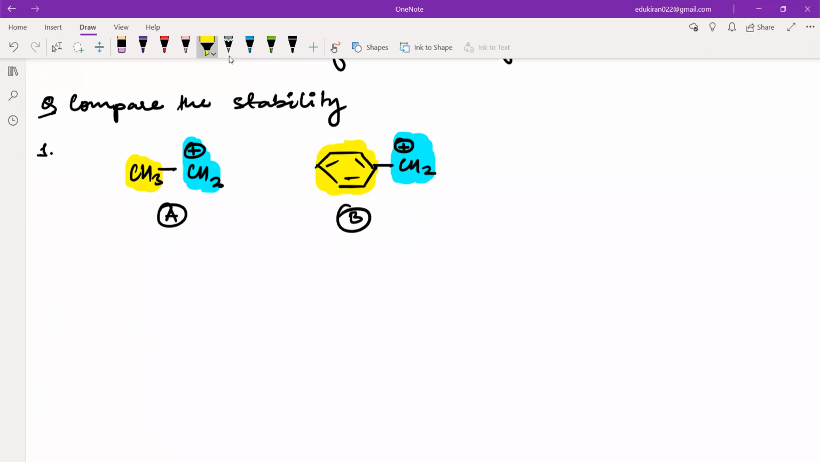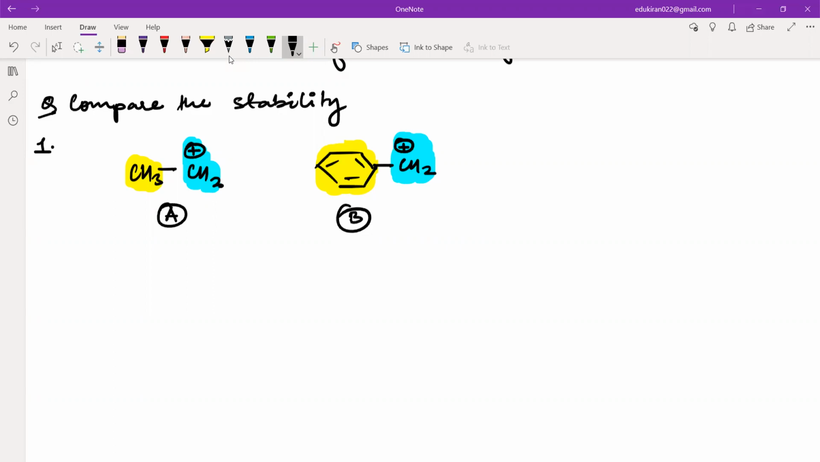So in the A part, tell me first of all, whenever you are going to compare stability of a carbocation or any intermediate, you will look out for mesomeric effect. Is there any mesomeric effect in structure A? Tell me, guys. If you want to look at mesomeric effect, first of all, is there any resonance here? Because if resonance is not there, there is no question of mesomeric effect, because mesomeric effect is dependent on resonance.